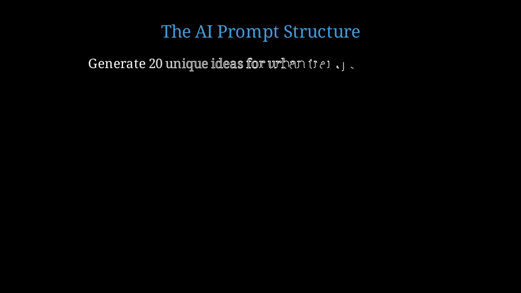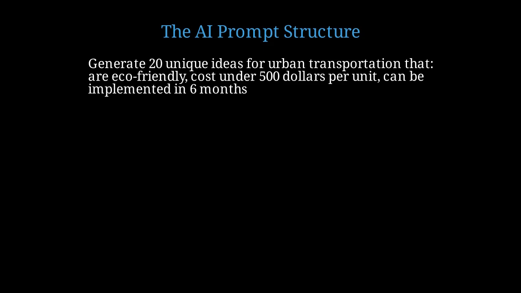The prompt structure is critical. We need to be precise and constrained. Let me show you an example prompt structure. Generate 20 unique ideas for urban transportation that meet 3 constraints: are eco-friendly, cost under $500 per unit, and can be implemented in 6 months.